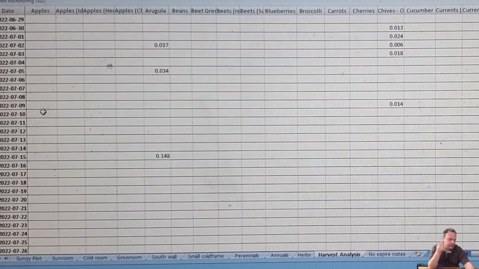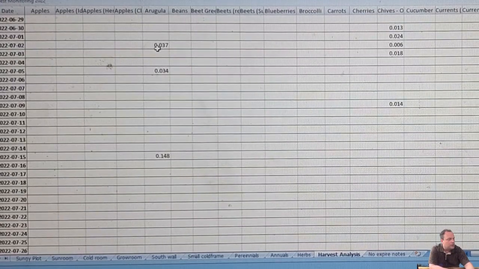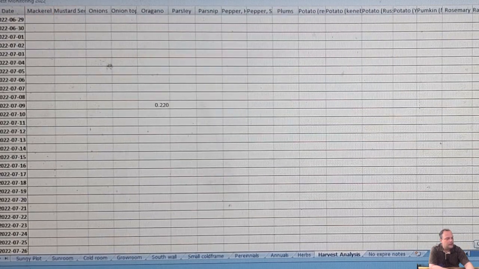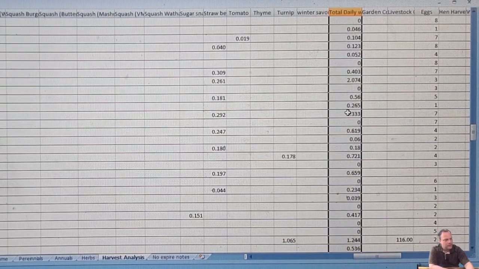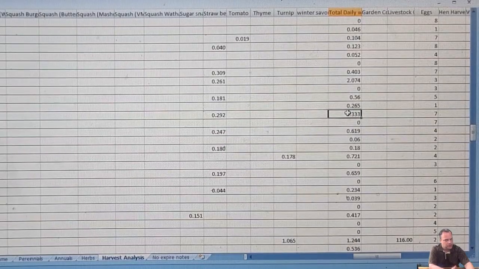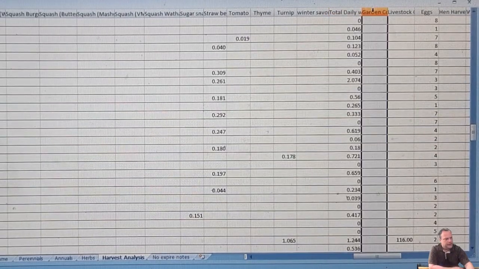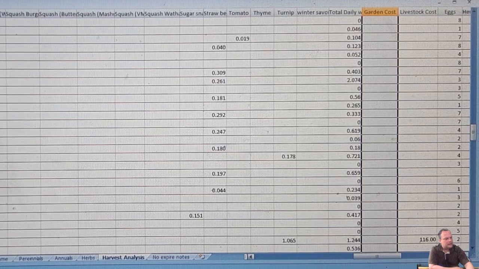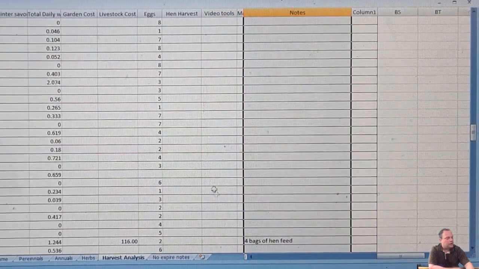I record in a notebook when I bring them in. I bring the notebook down to my computer, and I go across that day, and anything I got in my notebook, I put in the weight for that entire day. And then we get over here, and this is a computer formula, just sums up that full line up to that point. Then I have garden cost, livestock cost, and harvest, video tools, and of course, as always, notes.